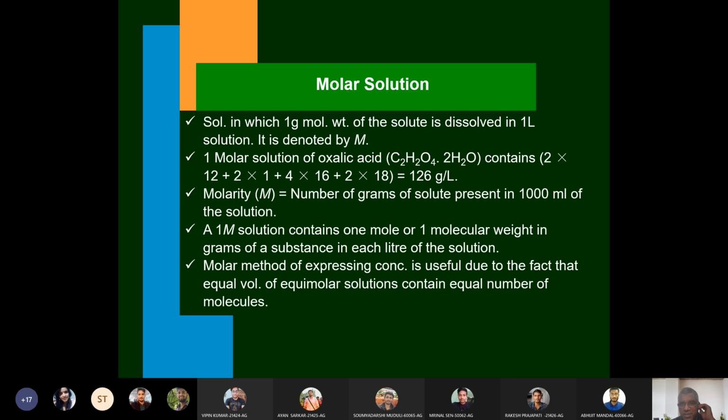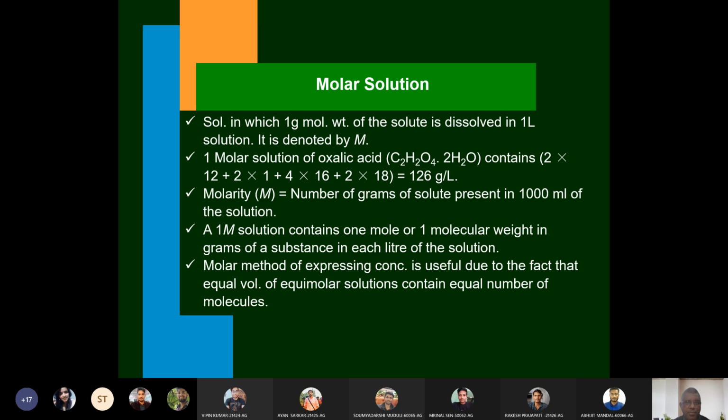Now, after normal solution, we come to molar solution. This is another way of preparing the solution, molar solution. In some cases, we use normal solution. In some cases, we also use molar solution, and also millimolar and so on, nanomolar, this and that. So, what is molar solution?